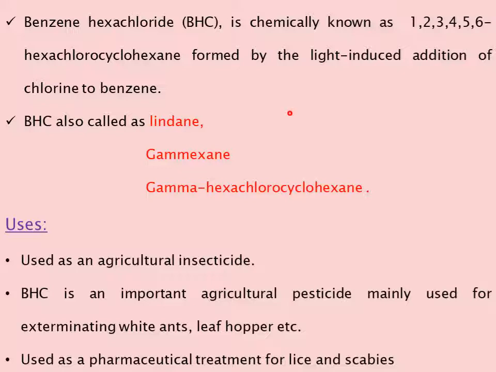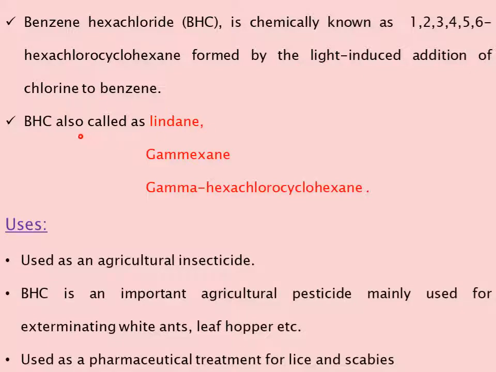At all the 6 positions we are writing chlorines, right? So what is the chemical name? 1, 2, 3, 4, 5, 6 hexachloro. Nothing but 6 chlorines. Hexachloro. The parent is cyclohexane. Benzene without double bonds, we can name it as cyclohexane. This is the chemical name, which is formed by light induced addition of chlorine to benzene.